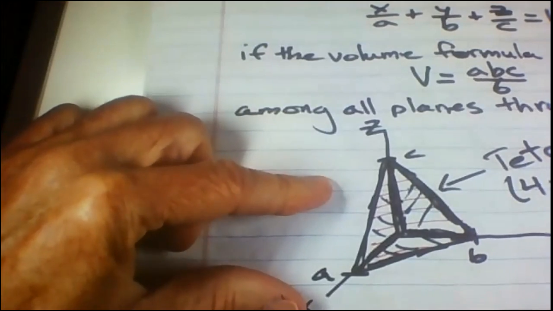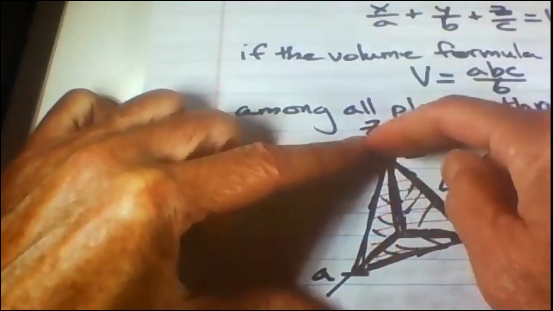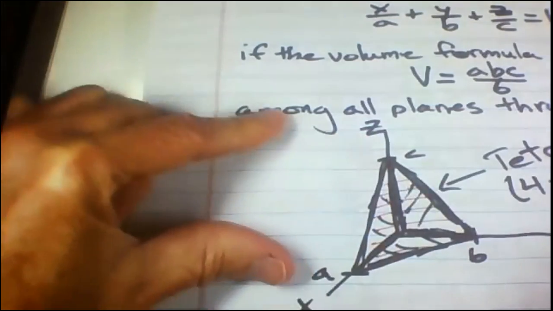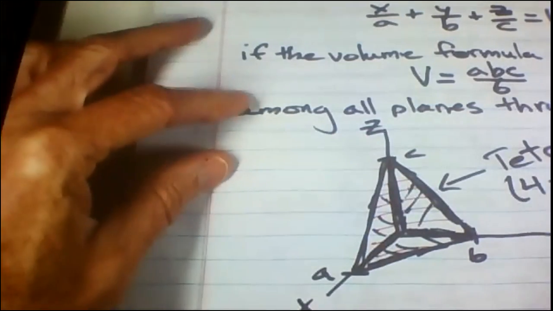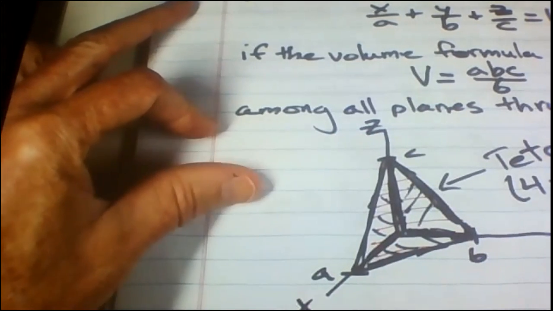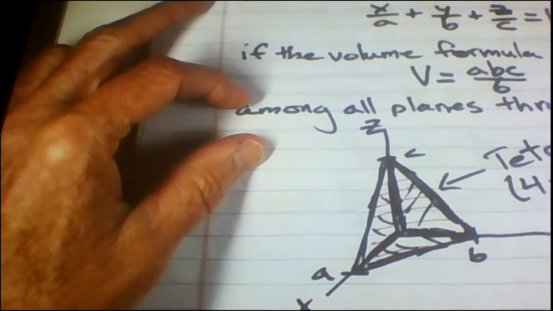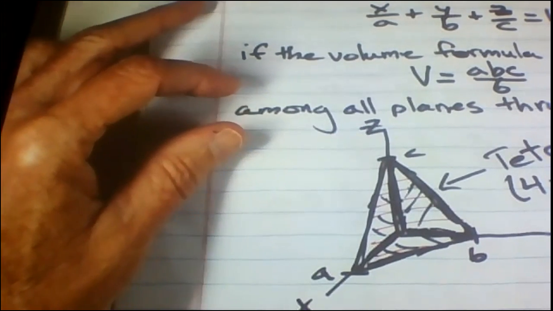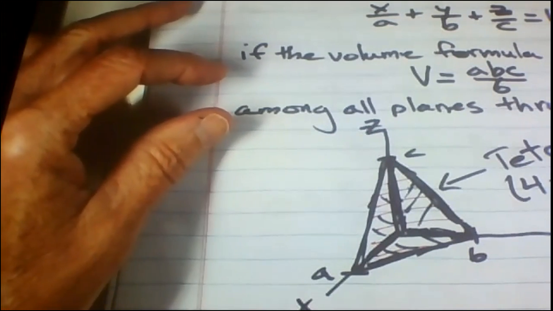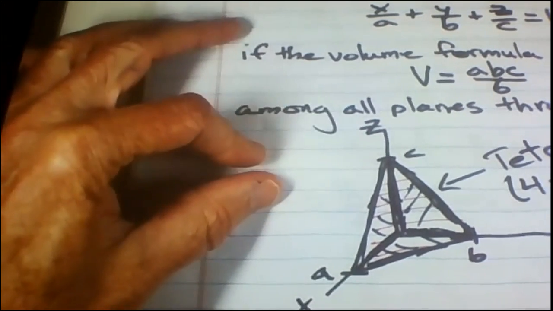Now, among all planes that satisfy an equation of this sort, having intercepts a, b, c, suppose we want the plane that goes through (2, 2, 2). What plane has the minimum volume if it runs through (2, 2, 2)? By symmetry you might be able to guess this one, but we're going to prove it. You can make a harder one than this, but this one is supposed to be a little bit simple.